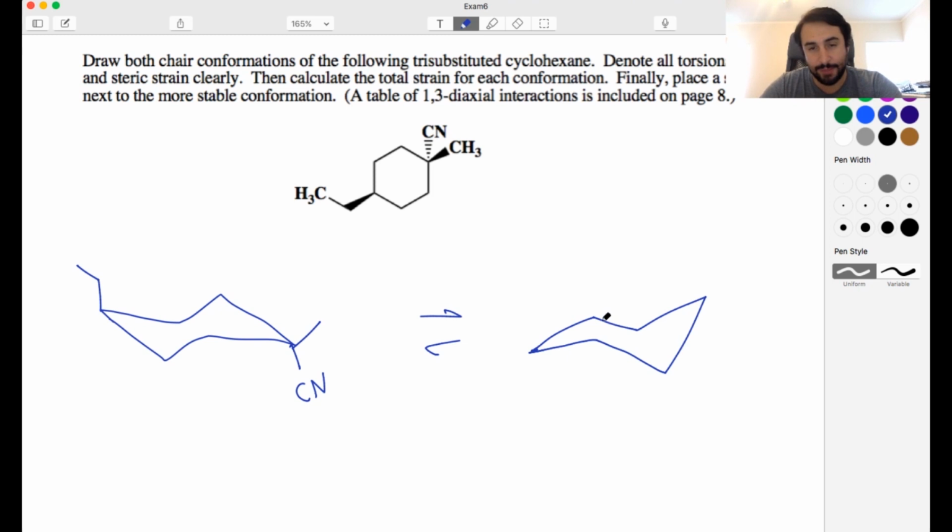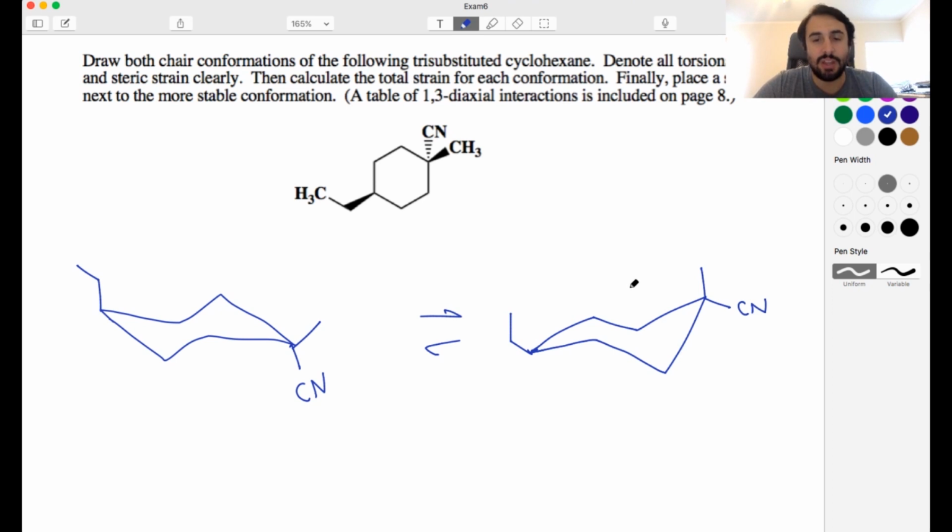Then when we flip it, everything's got to stay on the same carbon and stay pointing in the same direction. So we had ethyl pointing up, so we have ethyl pointing up. Now on this other carbon, we have methyl pointing up, and we have CN pointing down, right? So this is what we have to do now.